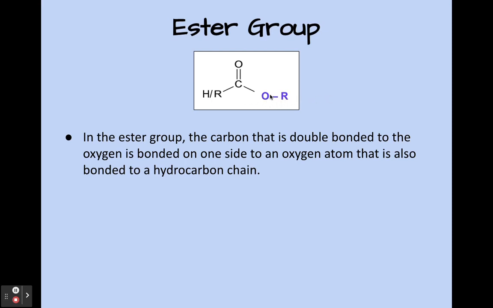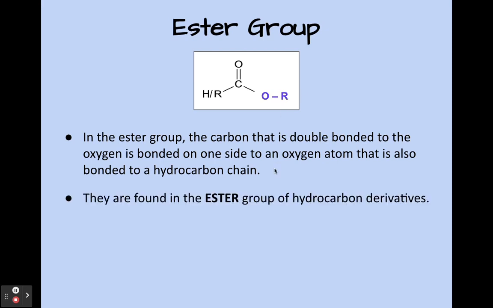Okay, so this is going to be a little bit within the molecule. There could just be a hydrogen over here, but generally there'll be a longer carbon chain over here and then a carbon chain over here. And so in this case, the name is the same, which is handy. So the ester group is found in the ester group of hydrocarbon derivatives.